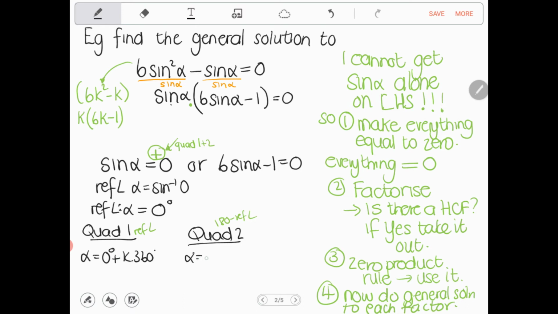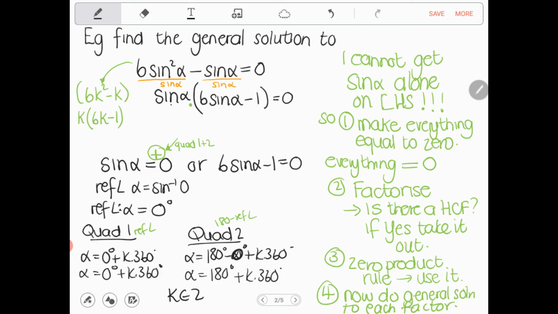And this one's going to be alpha is equal to 180 minus 0 plus k lots of 360. Okay, so that's exactly what you've been doing over the last few days. We're just solving this one little side, and then we're going to take the other side and solve it just now. So this is 0 plus k lots of 360, and this one's just going to be 180 plus k lots of 360, and we're going to have k as an element of Z. Okay, now I need to take this side.